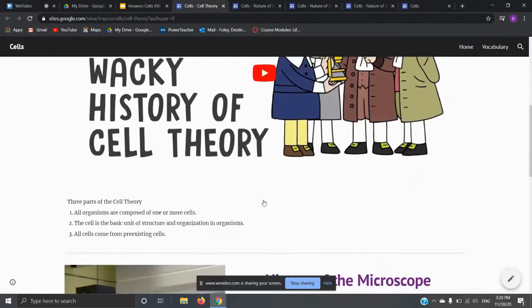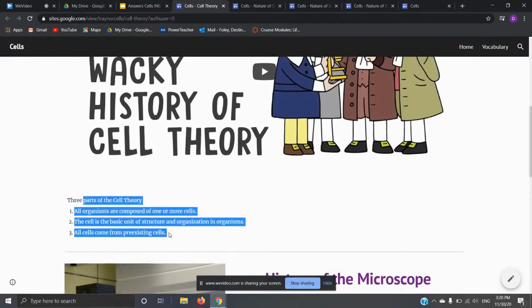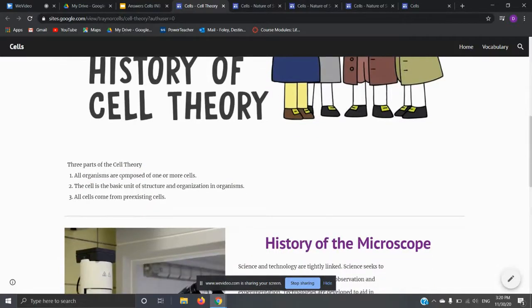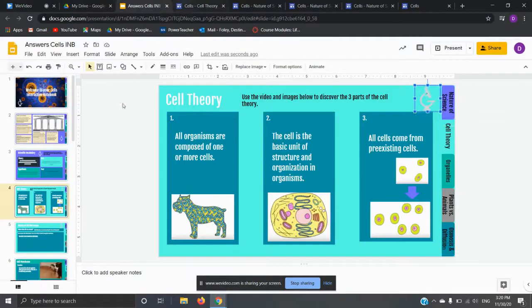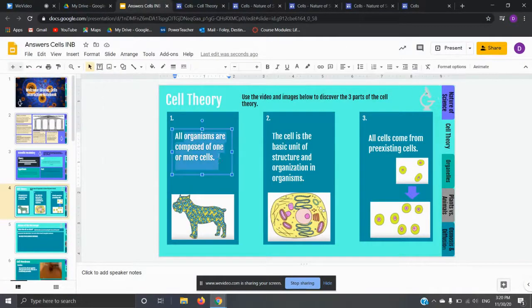So the 3 main parts of the cell theory, I went ahead and typed them out down at the bottom of the website. All organisms are composed of one or more cells. If it is living, it has cells.